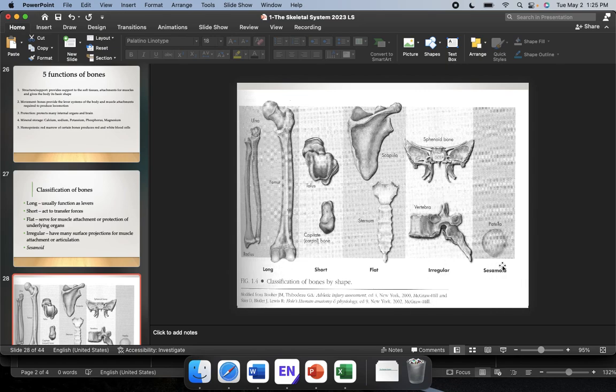And then finally, our sesamoid bones are going to be bones that are embedded within a tendon. There are only a couple of examples of a sesamoid bone. The patella is one. We have a few sesamoid bones at the base of the big toe in the flexor hallucis brevis tendon, or near our thumb.